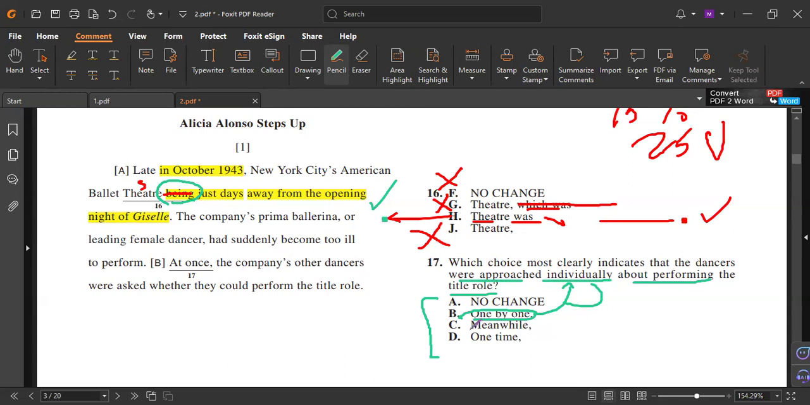But why not meanwhile? Because meanwhile is a transition word. It expresses that this action happened at the same time as that action. But is that the target in the question, that they happened at the same time? Or that they were approached individually, one by one? So here it must be letter B. It means you are restricted to the target of the question only, focused on the specific task.